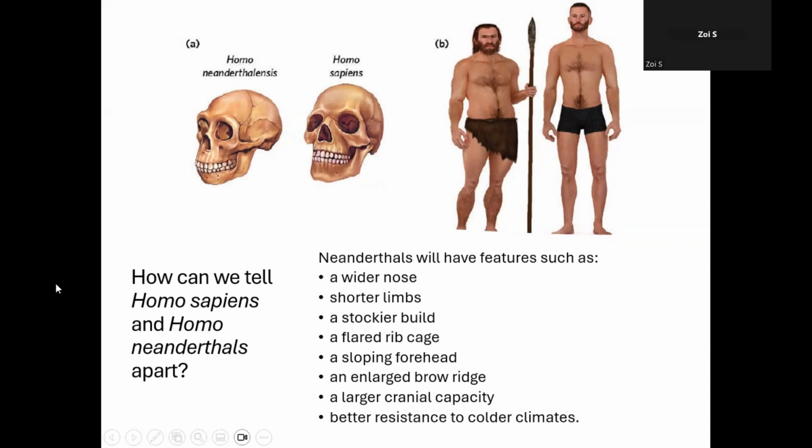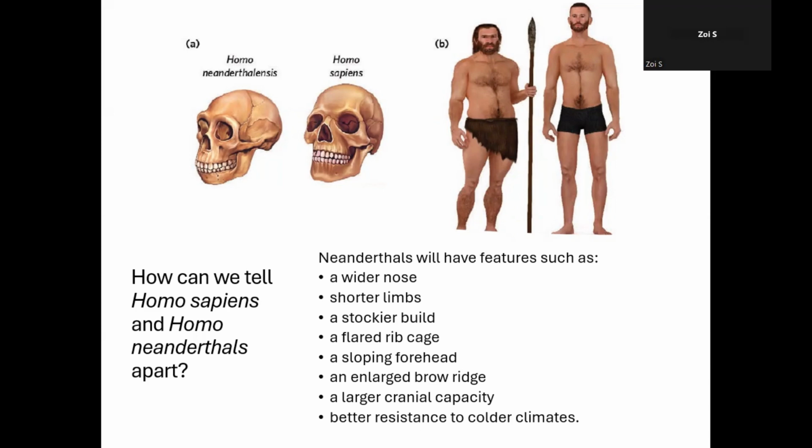Okay. So how can we tell Homo neanderthals and Homo sapiens apart? Basically, our features are different, where Homo neanderthals have a wider nose and shorter limbs. You can see the difference in the limbs. A stockier build, meaning they're a bit buffer, if you want to say that. A flat rib cage, a sloping forehead, an enlarged brow ridge. So that's something that's pretty obvious.